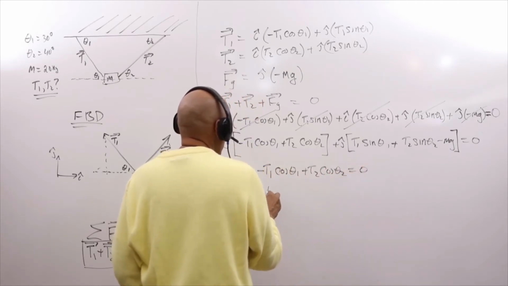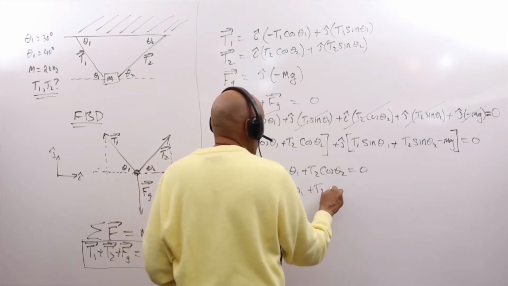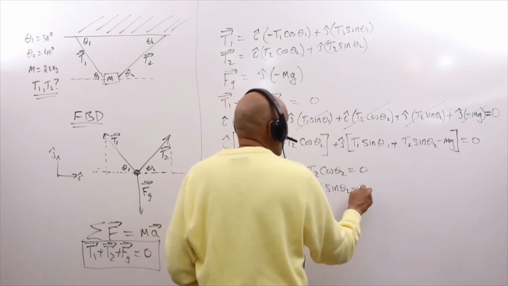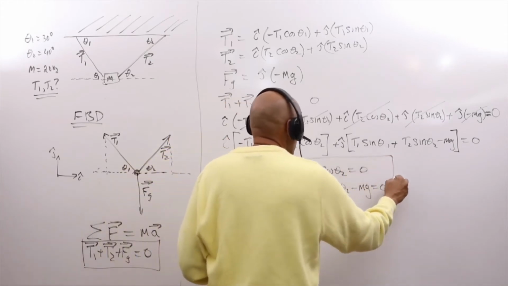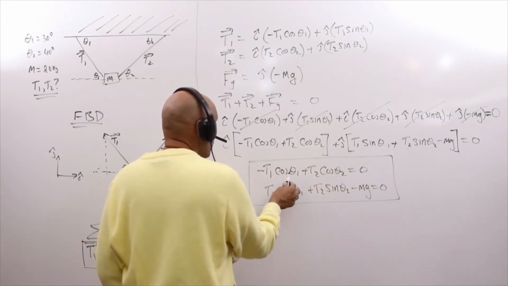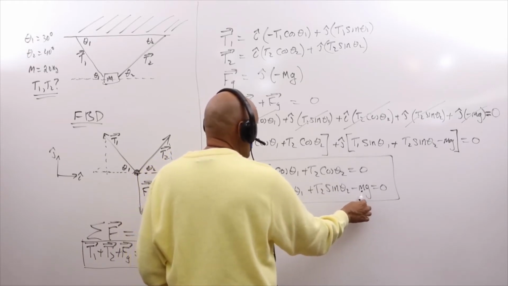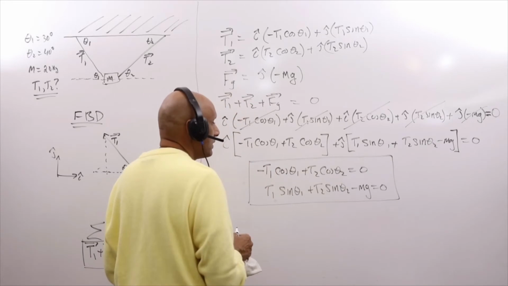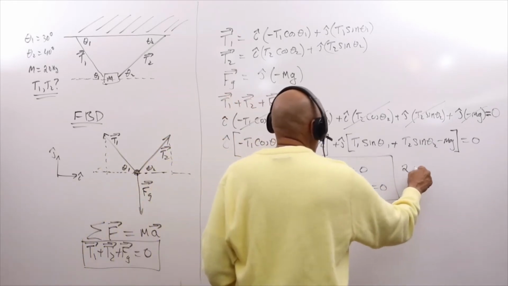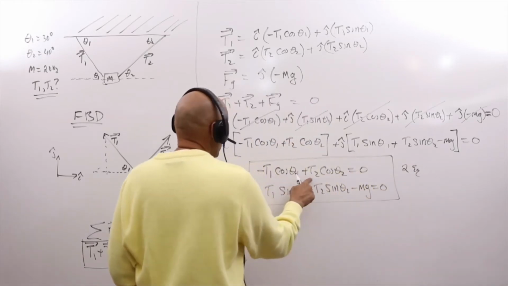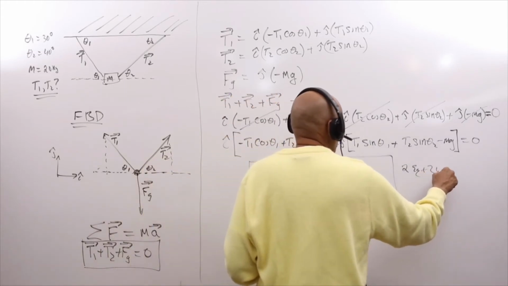And then we have t1 sine of theta 1 plus t2 sine of theta 2 minus mg is equal to 0. So if you look at the equation, right, we are told the following. We're told theta 1, we're told theta 2, we know m, the mass of the object, and we know g, 9.8 meters per second squared. So we have two equations, and the two unknowns are t1 and t2, exactly what we're trying to find, t1 and t2, and two unknowns.